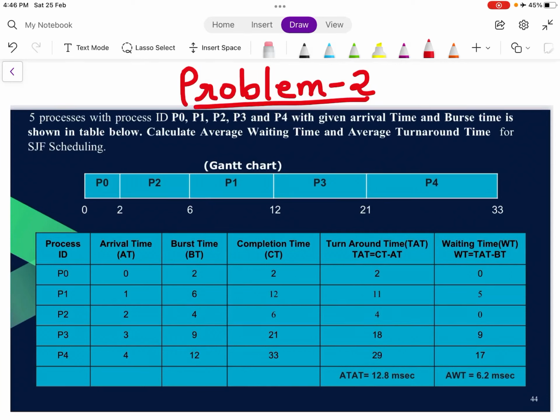Problem 2: 5 processes with process IDs P0, P1, P2, P3 and P4 with given arrival time and burst time is shown in the table below. Calculate the average waiting time and average turnaround time for SJF scheduling. SJF scheduling schedules with regard to the burst time.